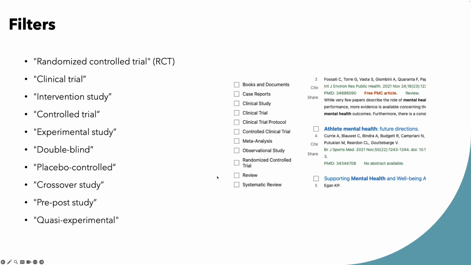And I did the same thing. I went into PubMed and I went to my filters and I found filters that kind of match these types of studies, right? So here's randomized control, clinical trial, intervention study. I said, okay, clinical study is there, right? Clinical trial and clinical study are the same thing. Clinical trial, clinical trial protocol, controlled clinical trial, right? Controlled trial. So I just went into PubMed and I put on these filters.